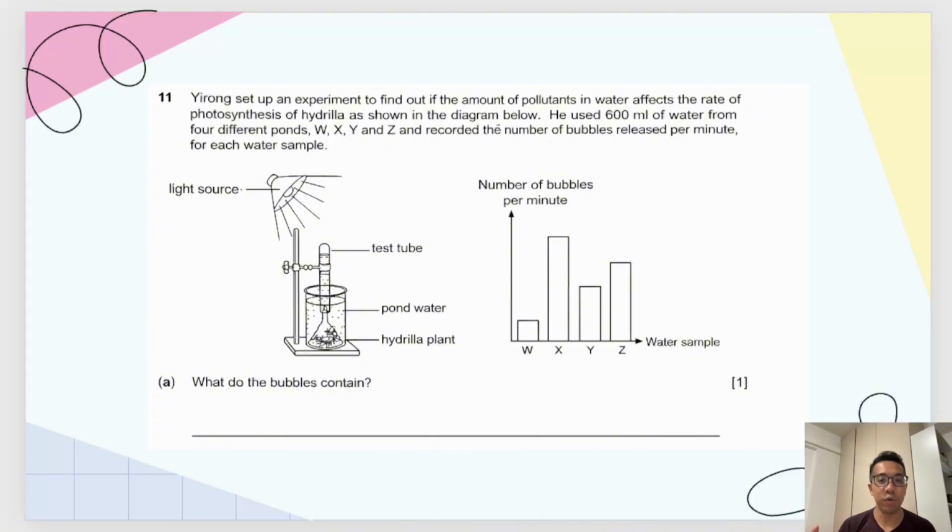A lower rate of photosynthesis would mean that the number of bubbles per minute will also decrease because, as mentioned earlier, the products of photosynthesis are starch and oxygen. Oxygen is the content of the bubbles you see in this experiment. So that is the answer for part A, where they ask what the bubbles contain. In this case, it is oxygen.